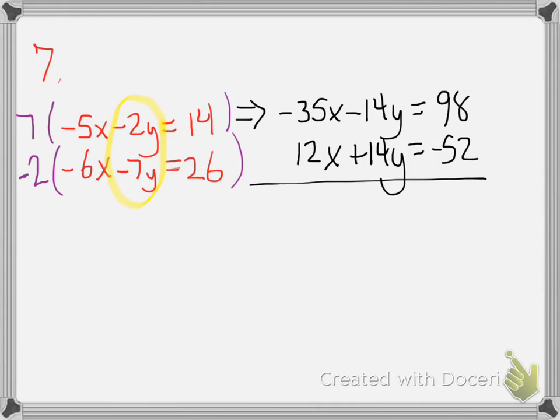Then if I set it up, the y's will cancel because one's a minus 14 and one's a plus 14. So then over here I would get negative 23x, and on the right hand side 46, and then I could divide by negative 23.